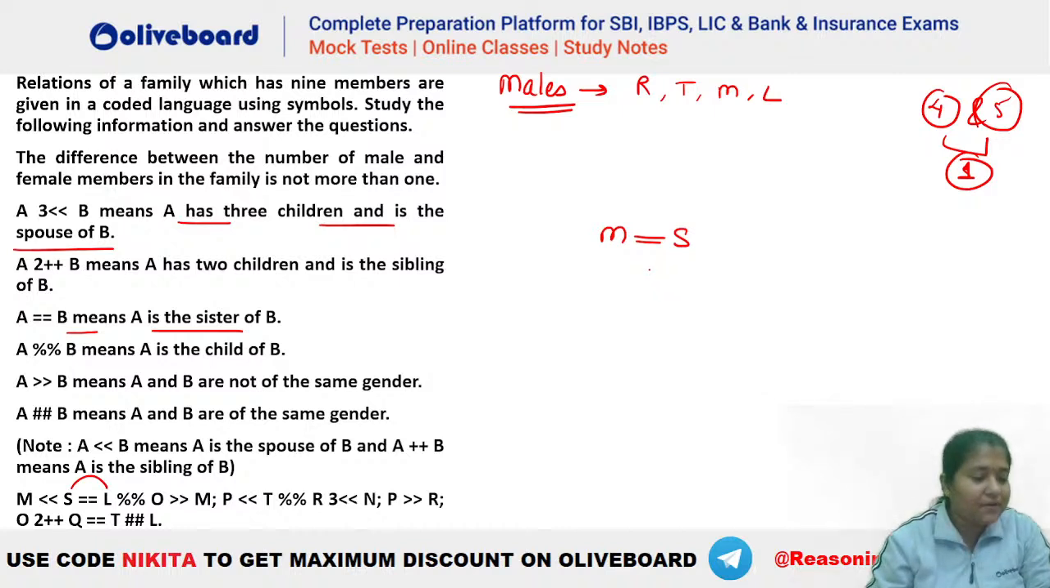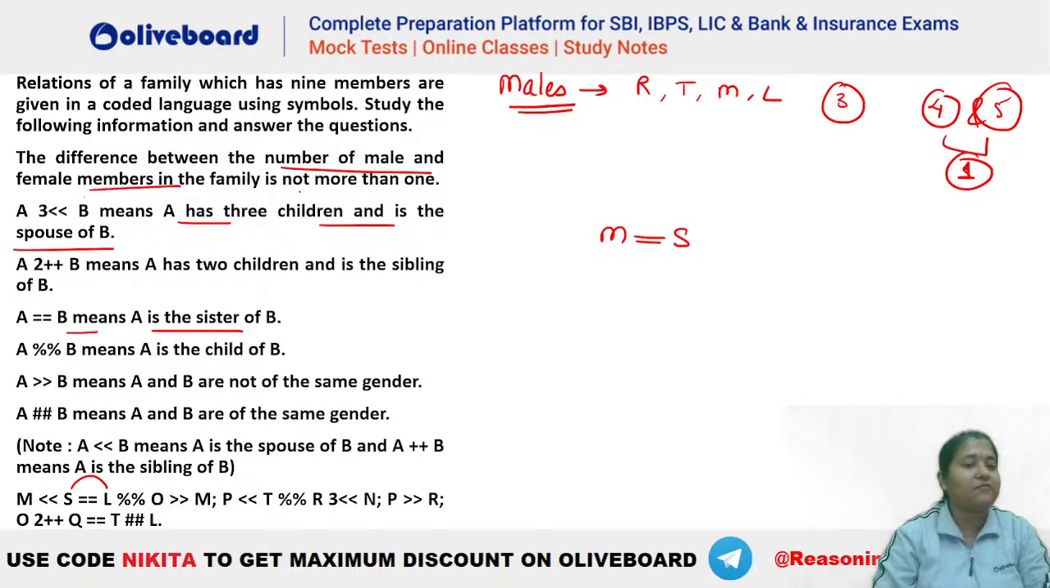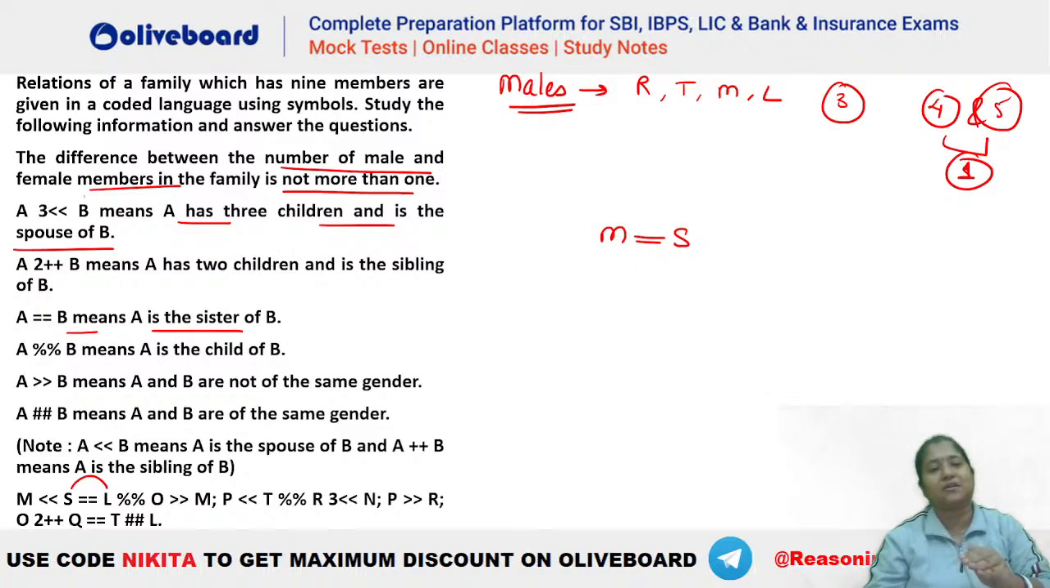Ma'am, could it not happen that there had been 6 females and only 3 males? But in that case, the difference between them will be 3. Isn't it? 6 minus 3 will be 3 here. And it is given that the difference between the number of male and female of the family should not be more than 1. Isn't it? So if you are taking 6 and 3, the difference between the two will be 3. So it has to be either 0 or 1. But 0 is not a possibility, because 0 means that the number of males and females is equal. But here we have 9 members in total, so having 0 difference is not possible.